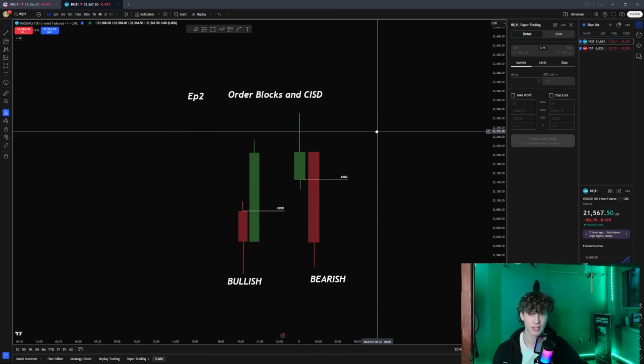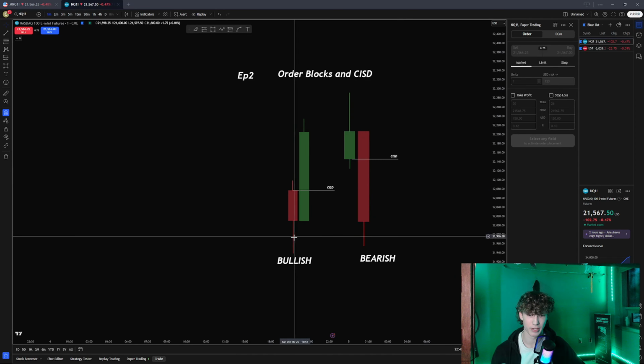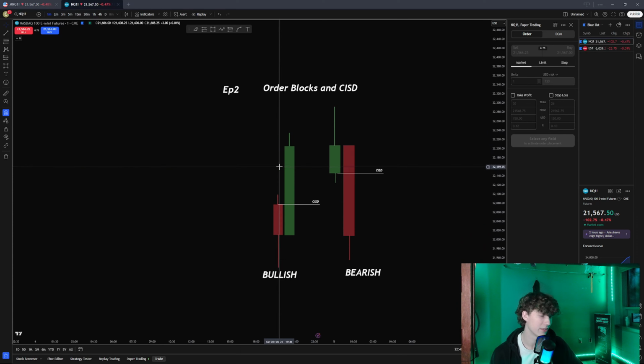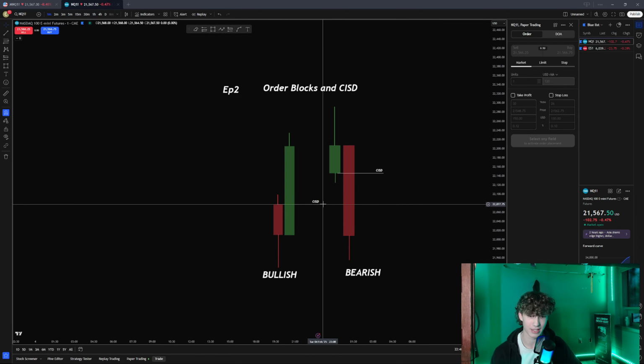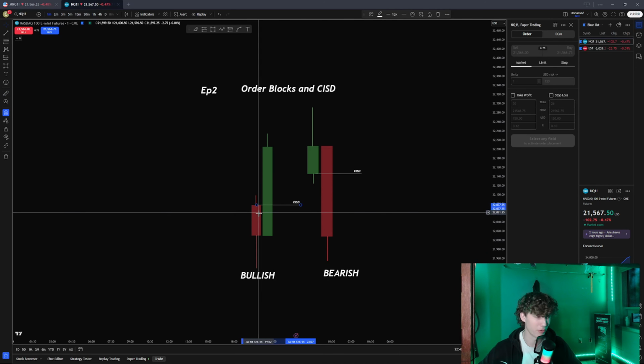So here are two very, very basic examples. Here we have a bullish one, right? We just have a kind of rejection candle, and then instantly we are flipping to the upside with displacement. That is how you know you have a good order block, and then this would be your change in the state because we close up above a body of a pretty prominent bearish candle.